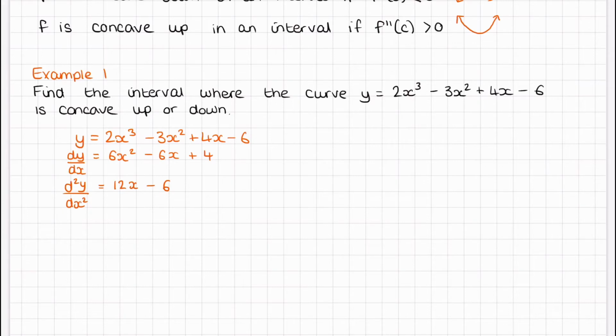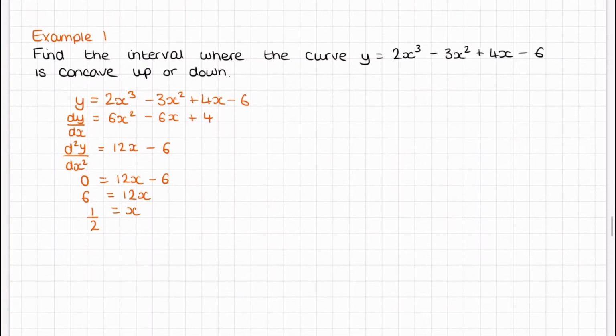Now, from here, we're going to make that equal to 0, and this will tell us where our inflection point is. If we rearrange this, we will find out that our inflection point is when x equals a half. So finding where the second derivative is equal to 0 will tell us our inflection point.